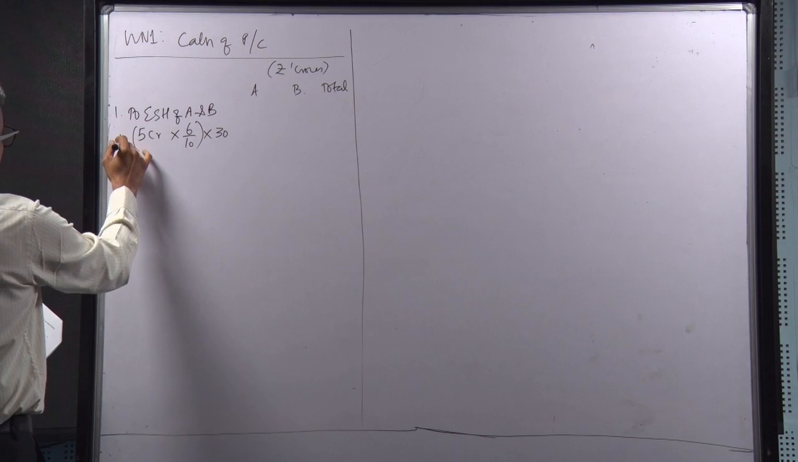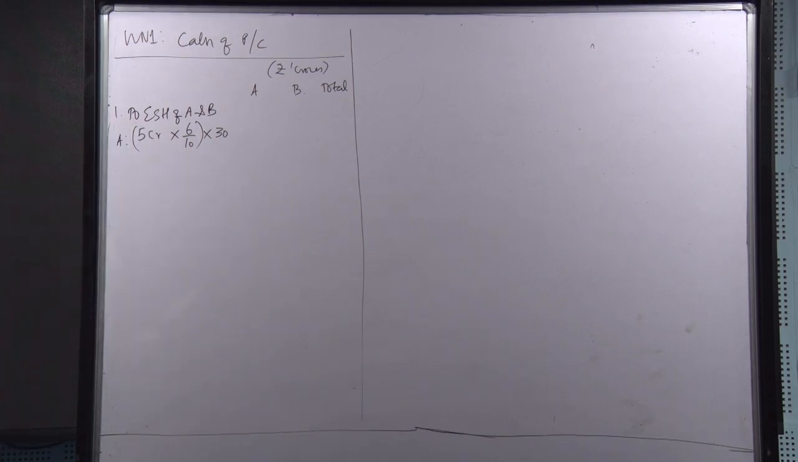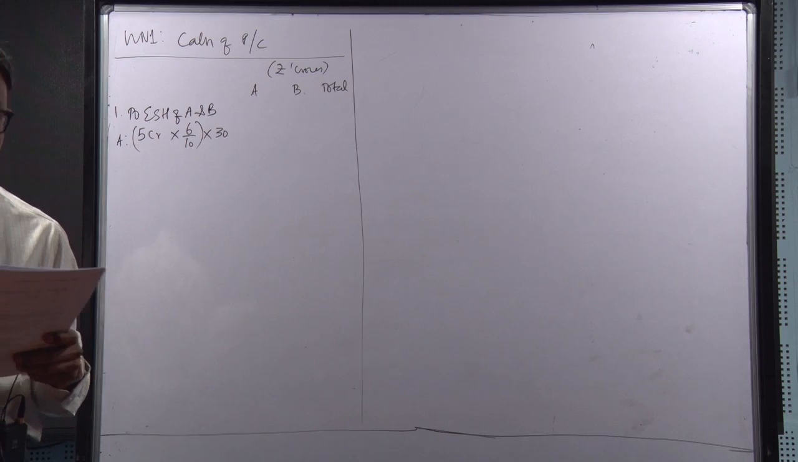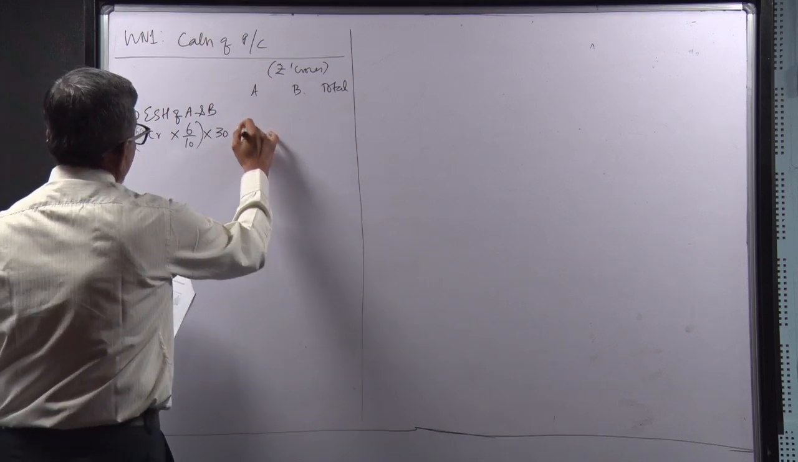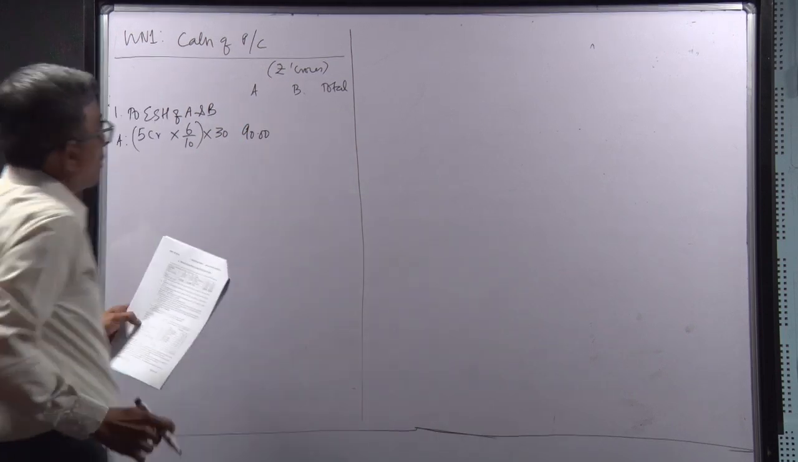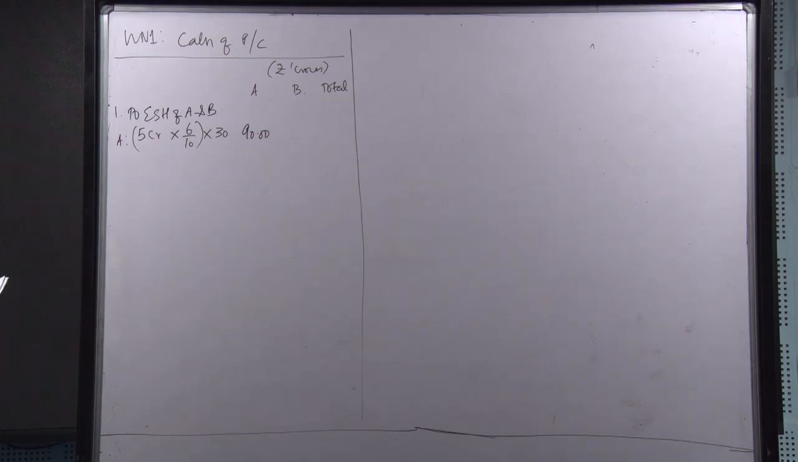So for A, how many shares will be given? 5 crores into 6 by 10 into 30. So 5 into 6 by 10 into 30. What is the answer? You will be getting 90. So 90 crores is the value for which shareholders of A will get equity shares from C Limited.